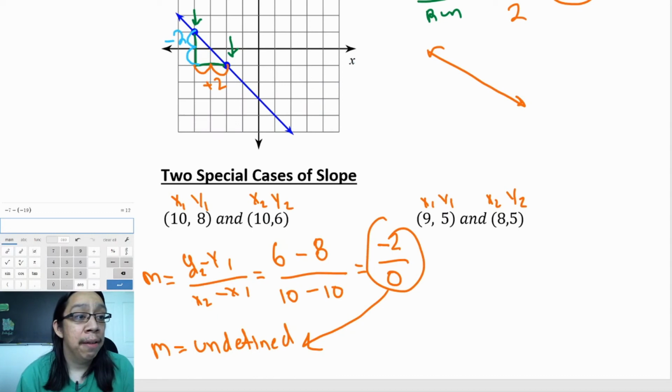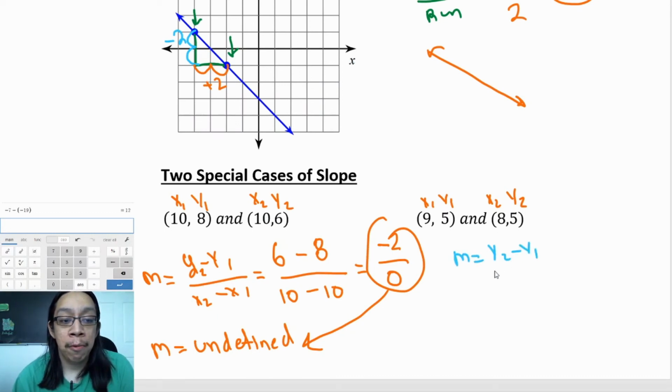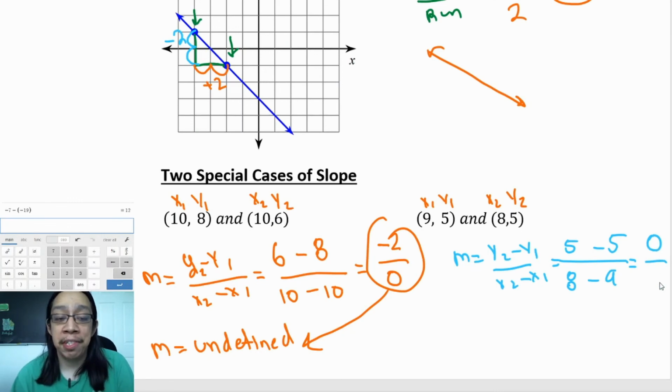Okay, let's look at the next example. Again, slope is y2 minus y1 over x2 minus x1. y2 is 5 minus y1 is also 5, divided by x2 is 8 minus x1 is 9. If you simplify this, you're going to get 0 on top because 5 minus 5 is 0. And at the bottom, you have 8 minus 9, which is -1. Now, when you do 0 divided by -1, you're just going to go ahead and get a slope of 0. And you can verify that on a calculator.